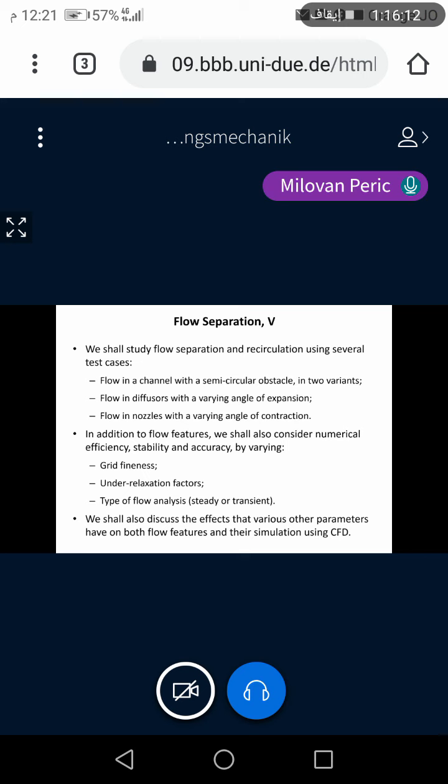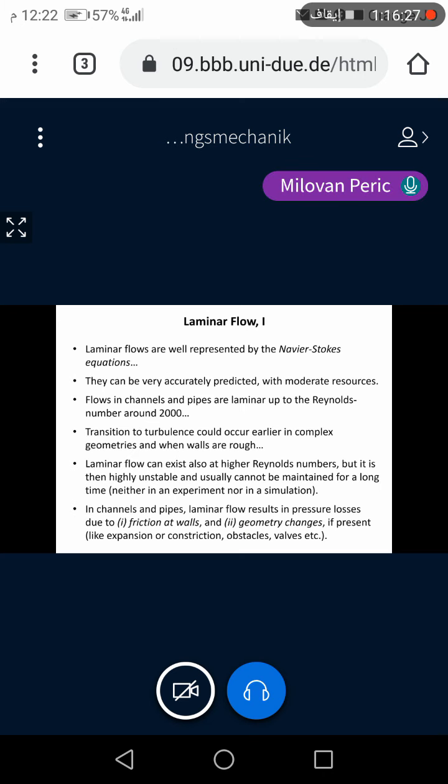we will vary grid fineness, we will vary under-relaxation factor, and we will also vary the type of analysis, steady or transient, to see how we get the results of the flow. There are a few other parameters which we will also address during this. So first, look at the laminar flow.